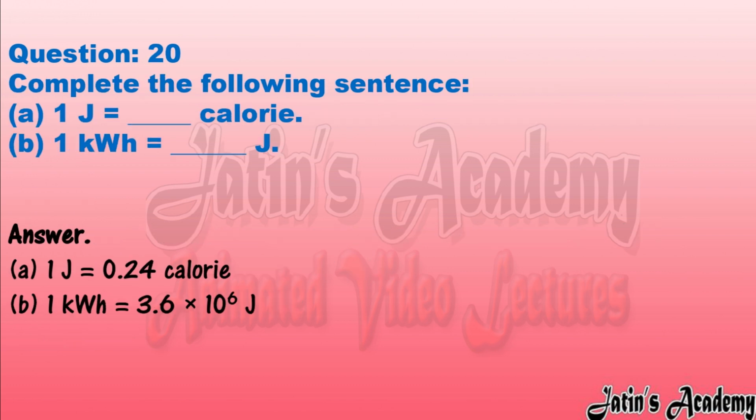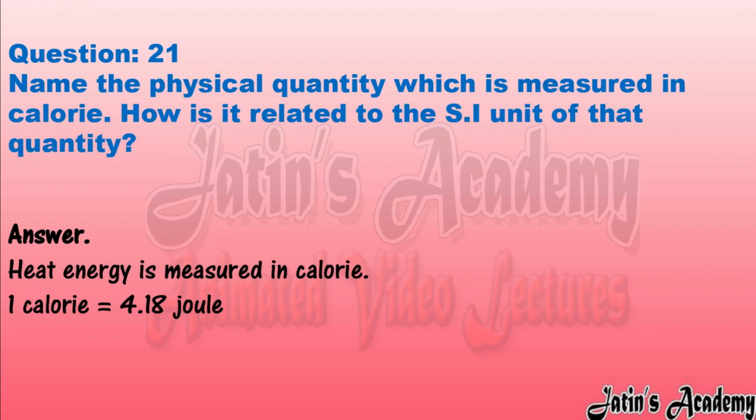Question 20. Complete the following sentence. 1 joule is equal to dash calorie. Answer. 1 joule is equal to 0.24 calorie. Second. 1 kilowatt-hour is equal to dash joule. Answer. 1 kilowatt-hour is equal to 3.6 times 10^6 joule. Question 21. Name the physical quantity which is measured in calorie. How is it related to the SI unit of that quantity? Answer. Heat energy is measured in calorie. 1 calorie is equal to 4.18 joule.